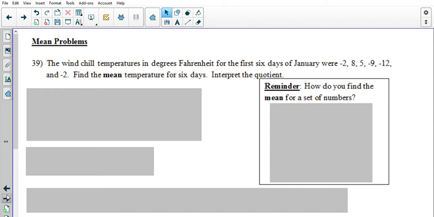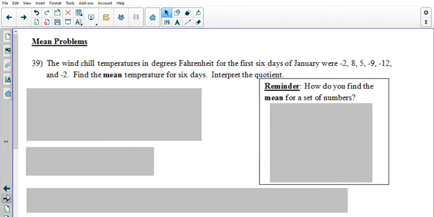So 39 says, the wind chill temperatures in degrees Fahrenheit for the first 6 days of January were -2, 8, 5, -9, -12, and -2. Find the mean temperature for 6 days. Interpret the quotient.